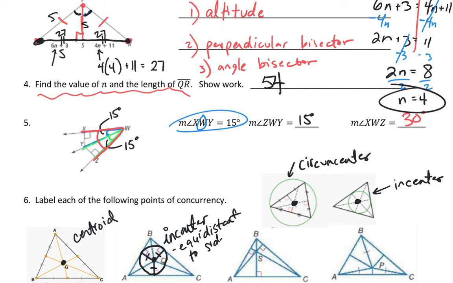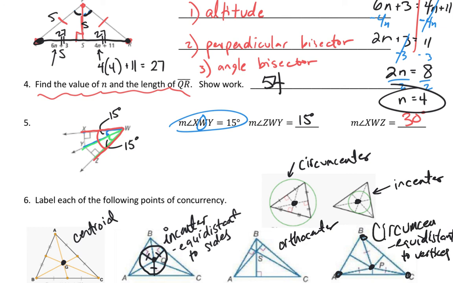That one stumped a lot of people in class. And then this one's 3 altitudes. So the altitudes meet at the orthocenter. And this is, whoa, okay, this one's equidistant to every vertex. So hopefully you remember which one's equidistant to each vertex. Equidistant to the vertices. And that is the circumcenter.